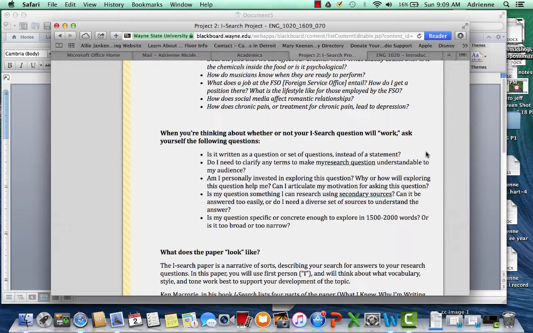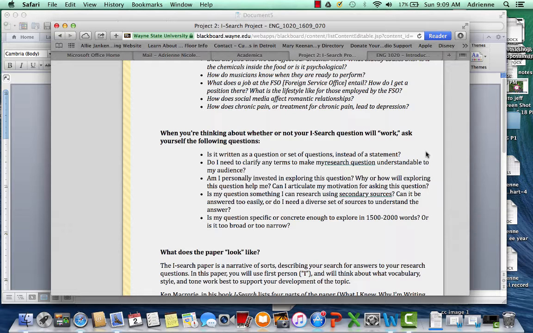Is this question something that you can research using secondary sources? Meaning, will you be able to use academic journals, periodicals like newspapers and magazines, other online resources to answer this question? Or is it something that you need to use primary research for, like talking to people? We're testing out and practicing using secondary research in this project, so you're going to want to make sure that it's something that you can research using secondary sources.